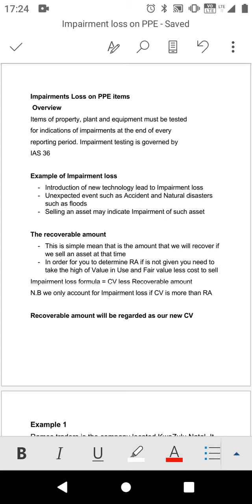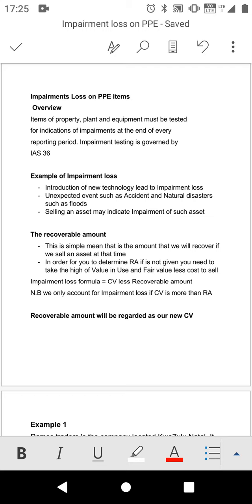So, as an overview, you have to know that items of property, plant and equipment must be tested for indication of impairment at the end of every reporting period. And you have to know that impairment testing is governed by IAS 36. So, in other words, where we have property, plant and equipment that we are required to test for impairment, there's no way that we can ignore the principles of IAS 36.